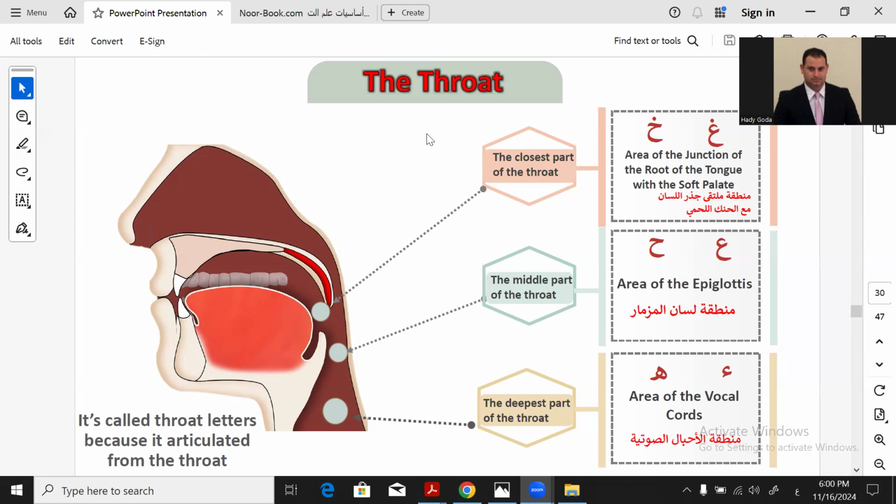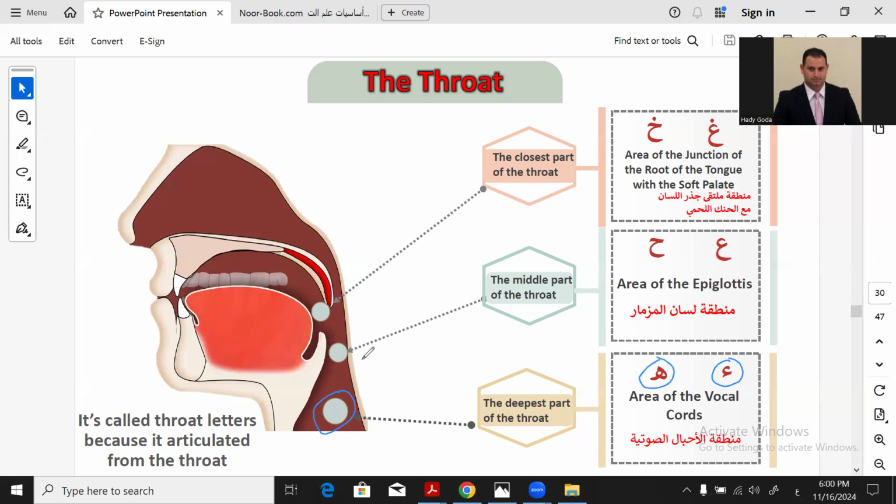Okay, today we will talk about one of the articulation points, which is called the throat, or al-halq. The throat is divided into three parts of articulation points. The first one is the deepest part of the throat, which is called the area of the vocal cords. It includes letter Hamza and letter Ha.